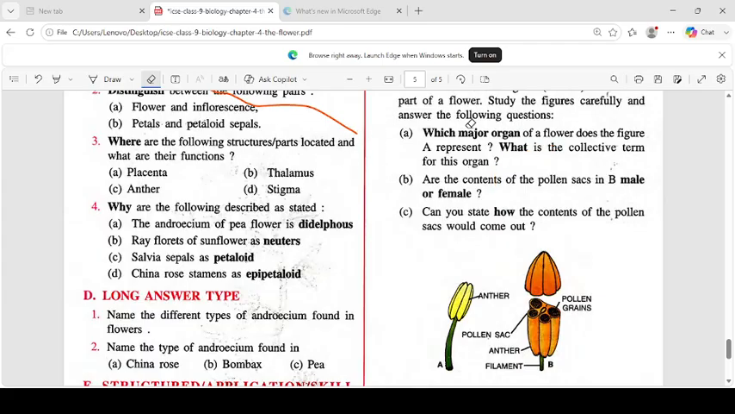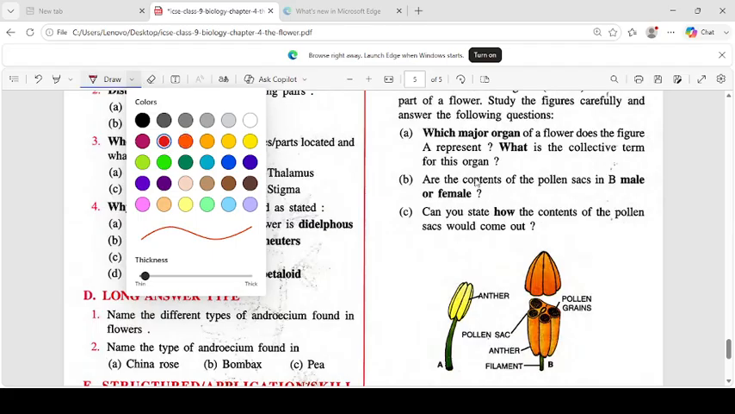So which major organ of the flower does the figure represent? It represents the stamen. What is the collective term for this organ? When we talk about the collective term, that is called androecium. Next we are moving on: are the contents of the pollen sac in B male or female? B is again part of the anther only, you can say the cross section of the anther. So you can simply see that the B part is also the male part. Can you state how the content of the pollen sac would come out? By rupturing of the sutures, it releases its pollen grains.